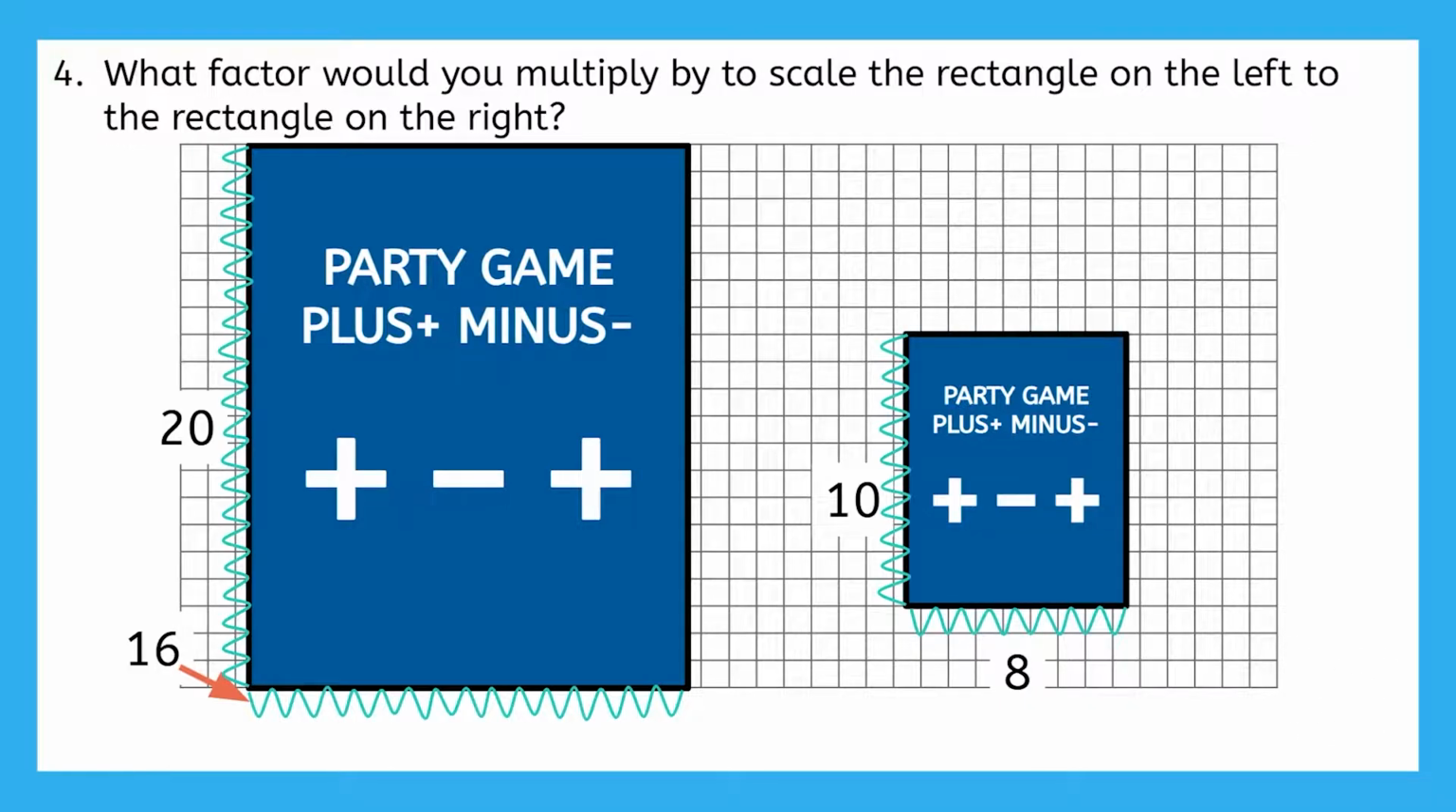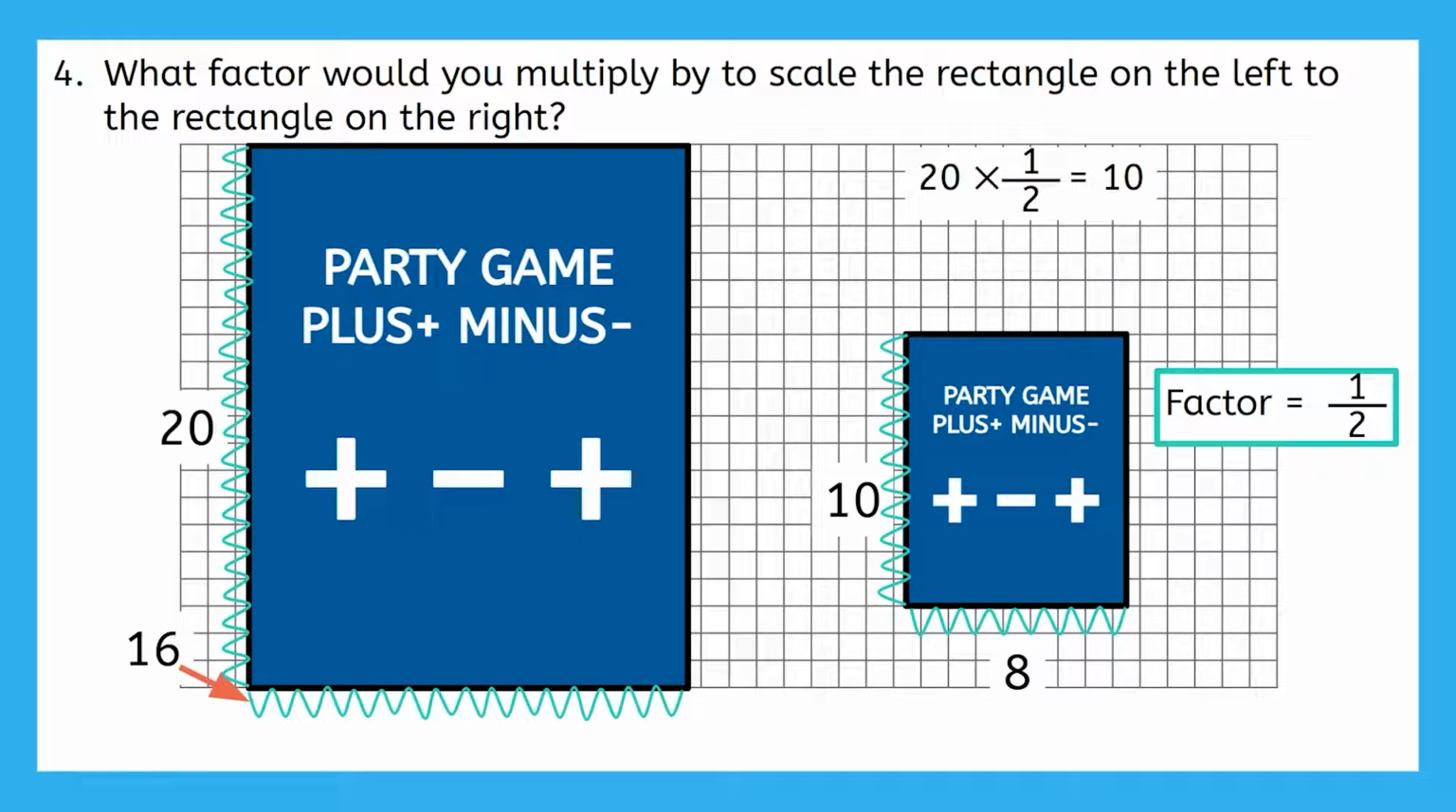So, what factor should we multiply by? This time we needed to multiply both dimensions by 1/2. 20 times 1/2 equals 10, which is the new height we want, and 16 times 1/2 equals 8, which is the new width. This game and the boards we scaled down are surely going to be a hit.